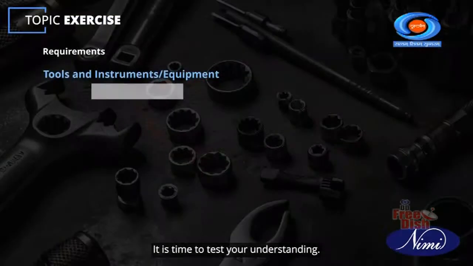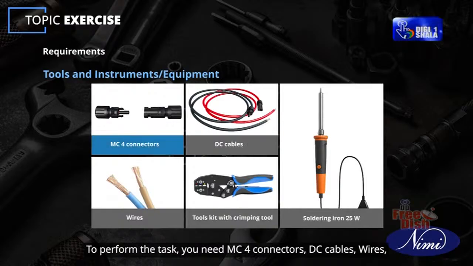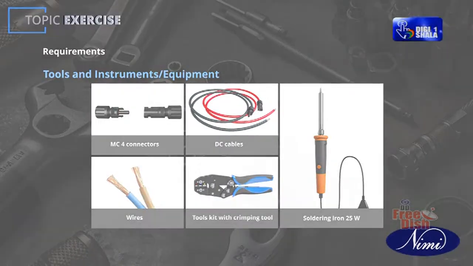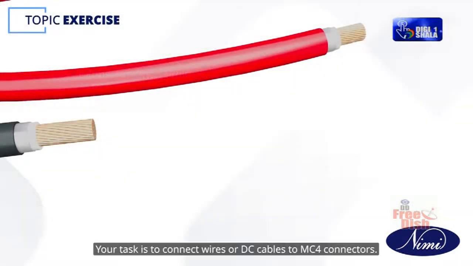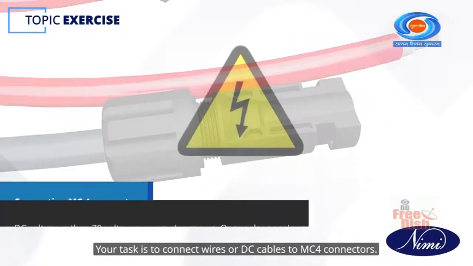It is time to test your understanding. To perform the task, you need MC4 connectors, DC cables, wires, tools kit with crimping tool and soldering iron, 25 watts. Your task is to connect wires or DC cables to MC4 connectors.